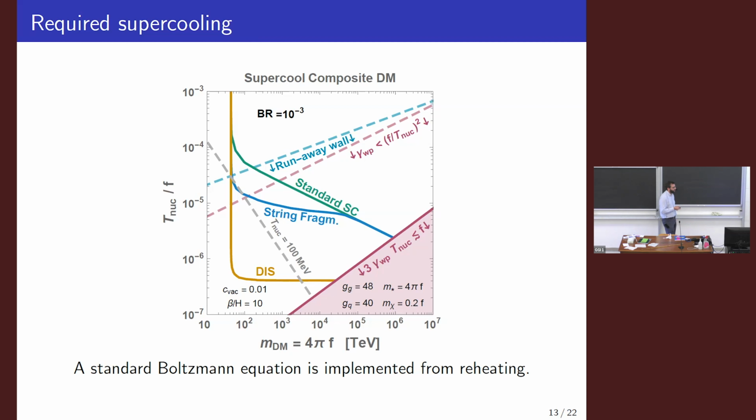So this would be the standard supercooling line, and then adding these additional effects, the string fragmentation and the deep inelastic scatterings. And if we go to heavy enough dark matter, then basically the Lorentz factor of the wall is insufficient for the incoming quark to produce one composite state, and they would all be reflected. And our paper was already long enough, so we just cut off this part of the plot.